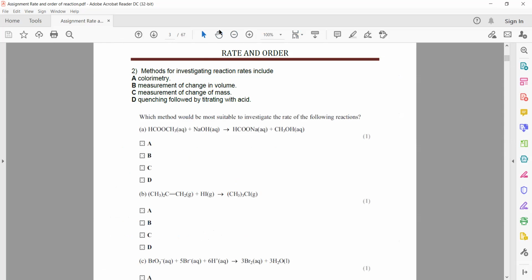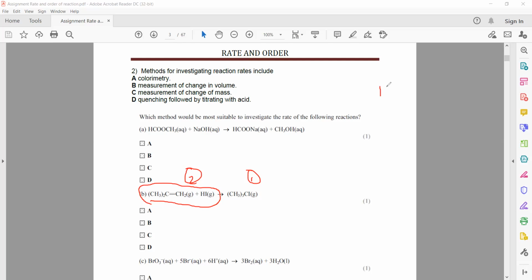Change in volume, because change in mass is used when a gas escapes, but here the number of moles of the gas is changing. In the beginning you have 2 moles of a gas, but as the product is formed you have 1 mole of a gas. So the change in mass is not a suitable technique, as all of them are in the gaseous state.